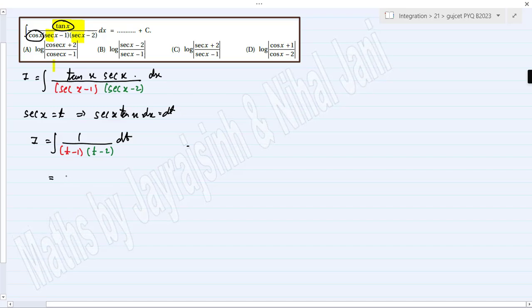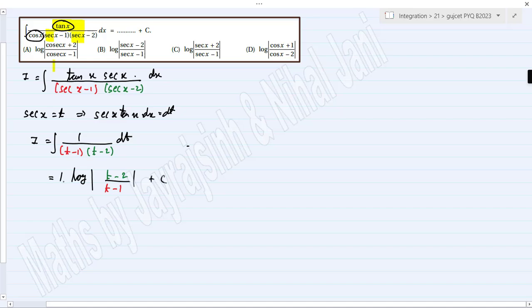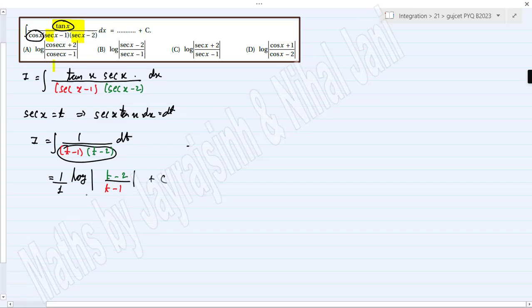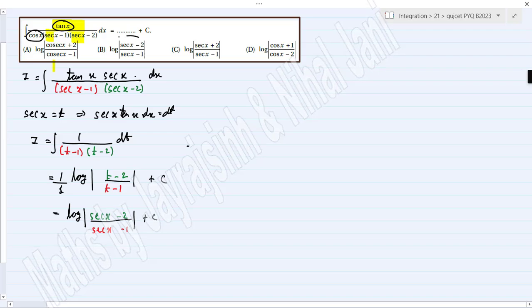(t minus 1) minus (t minus 2), making it negative: log mod of the smaller term upon the bigger term, yes sir, plus c. Basically the difference of these two terms is 1, so there is no tension. Directly, you can get the answer this way. Okay, now to get the final answer simply substitute the value of t, which we assumed as sec x, plus c, which is given in option B. Ta-da!